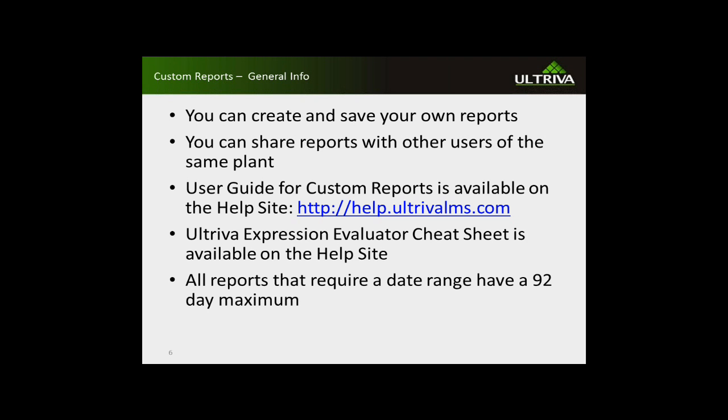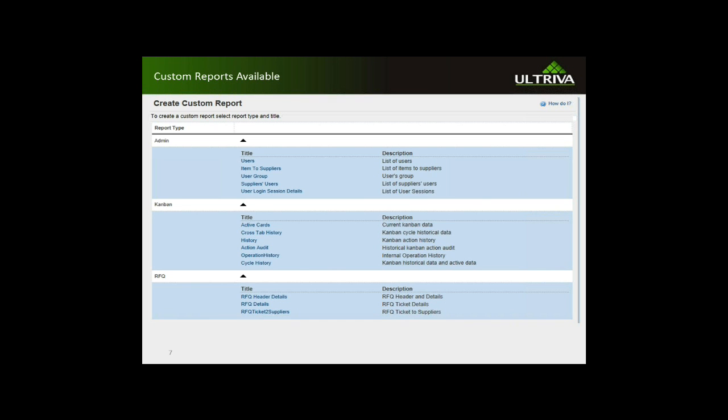And if a report has a date range, there's only a 92-day maximum. It does not have to be the most recent 92 days. You can, like, run it from January 1st through March 31st. And these are the custom reports that are available.